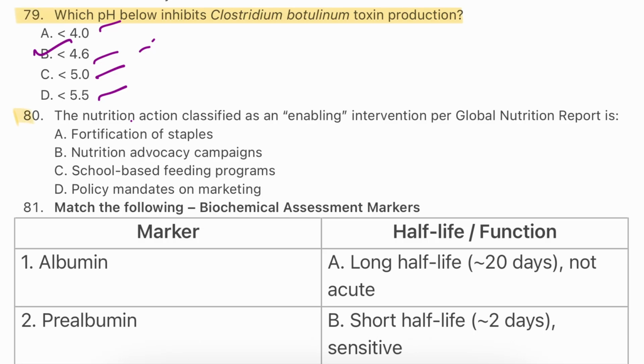Question number 80. The nutrition action classified as an enabling intervention for the Global Nutrition Report is fortification of staples, nutrition advocacy campaign, school-based feeding programs, policy mandates on marketing. The answer is D, policy mandates on marketing. Enabling interventions include policies to support nutritional goals.